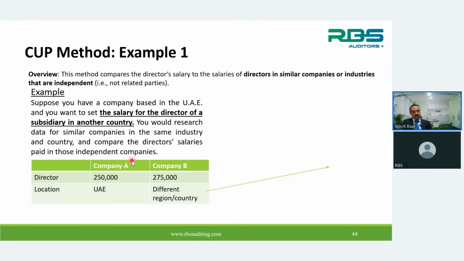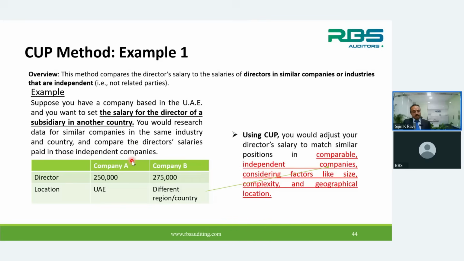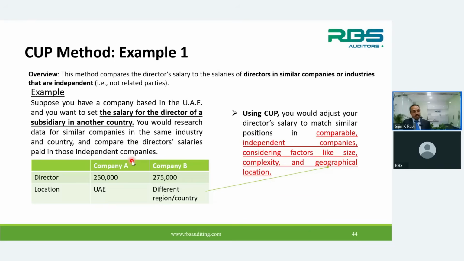Location: company A is in the UAE, company B is in a different region and country. So while using the CUP method, you have to adjust a director's salary to match similar positions in comparable independent companies, considering factors such as size, complexity, and geographical location, because company B is situated in a different country. You have to make this adjustment, and then you will get the adjusted salary.